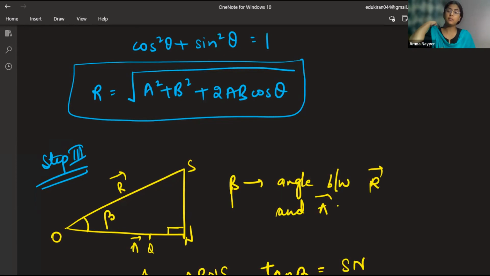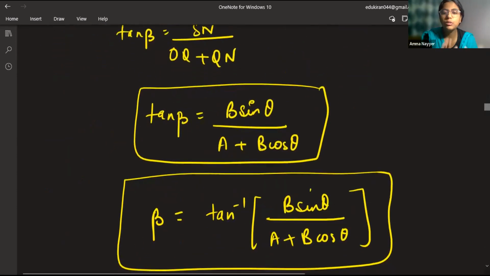And in mathematical form, what is needed is R is equal to under root A square plus B square plus 2AB cos theta, where theta is the angle subtended by both the vectors. Fine, that's it. But this doesn't complete your answer, because this will just give you the magnitude. This is the magnitude of the resultant.